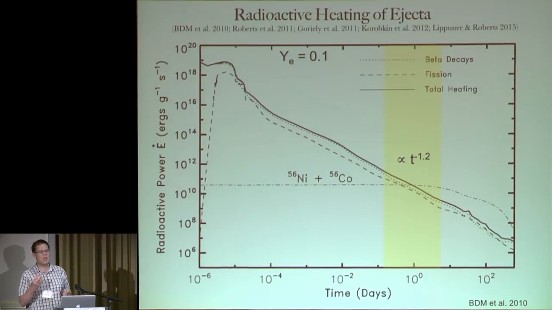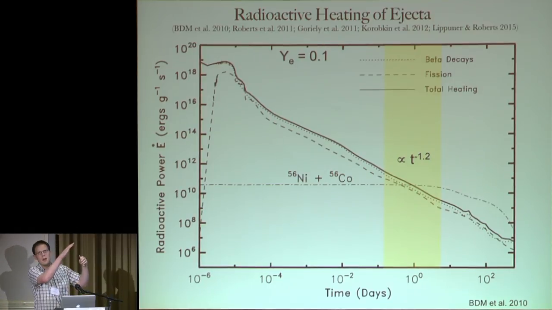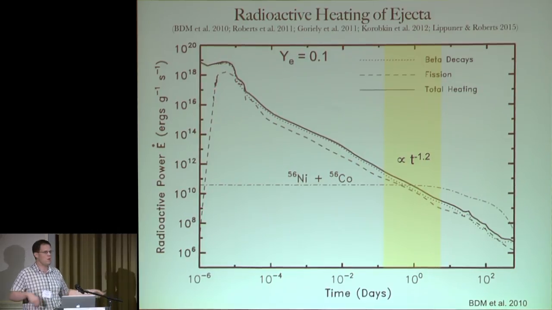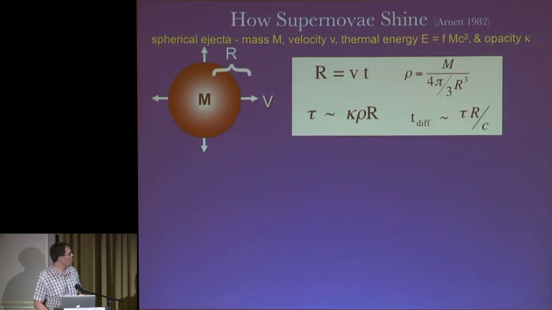It's also a good source for keeping the ejecta hot through radioactive heating. So this is the radioactive power for this fluid element as a function of time. If you just had a single decaying nucleus like nickel-56, it would have a half-life, and then it would decay exponentially. But here you have hundreds of decaying nuclei. So when you add together the radioactive heating, one has a half-life of an hour and then it decays into something with a half-life of 3 hours and so on. And on time scales of days, you get this t to the minus 1.2 behavior in the heating.